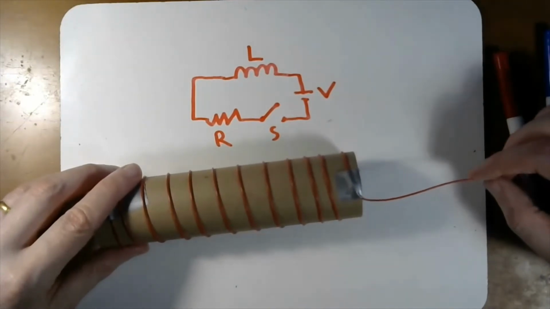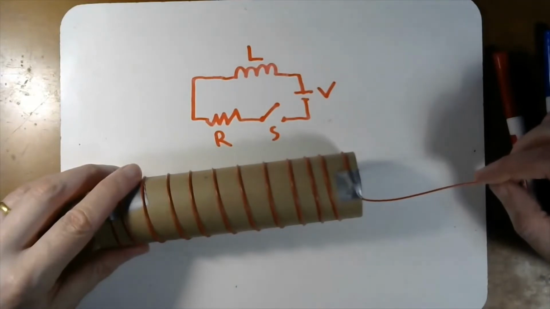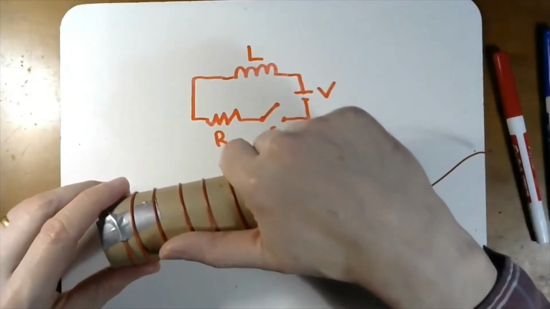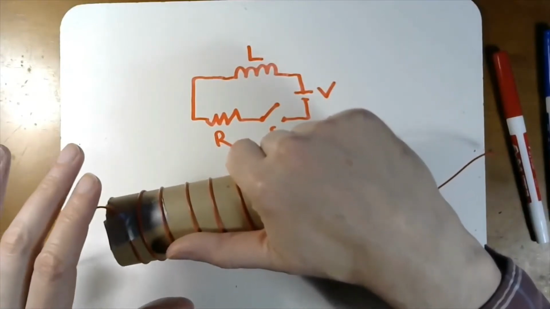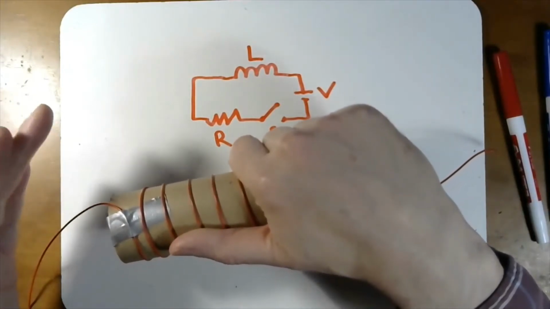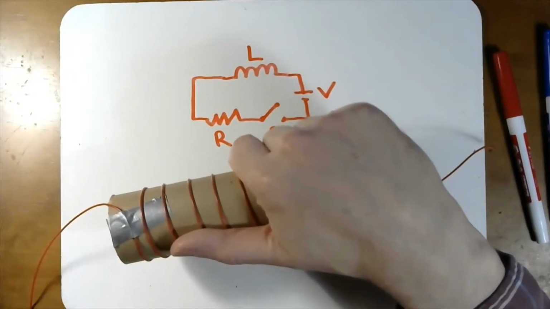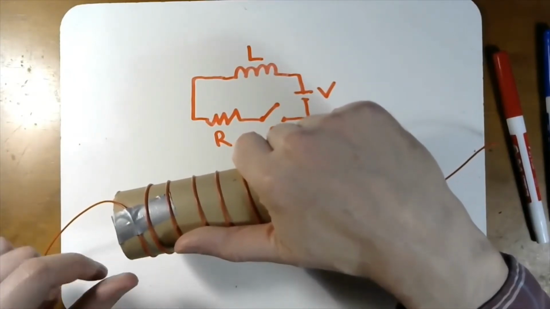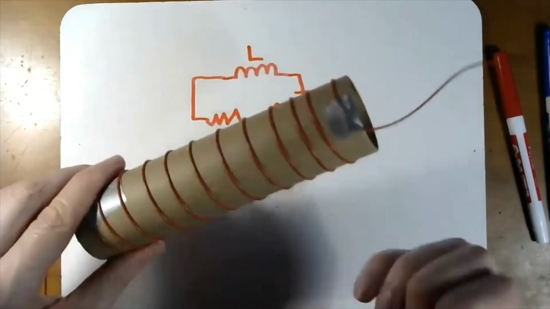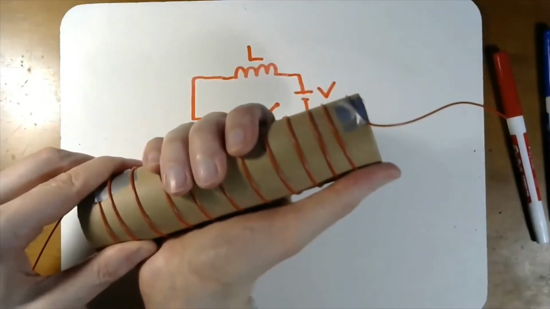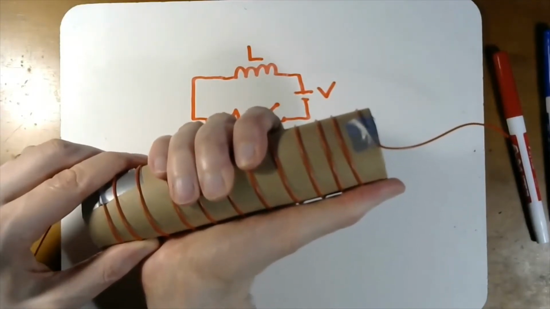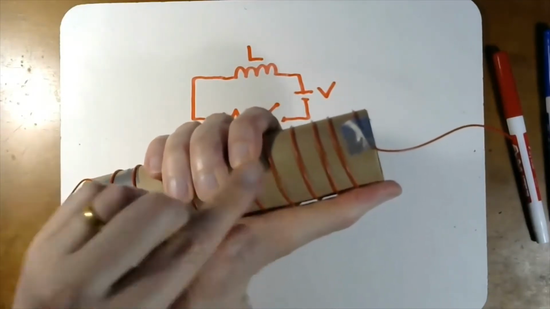But that current is going to be initially increasing. And we have a magnetic field which is pointing from right to left. But the inductor, by Lenz's law, is going to want to oppose that increase in the magnetic field. So it's going to try to create a magnetic field which points from left to right, like this. So the inductor is going to be a source of EMF which points from left to right.